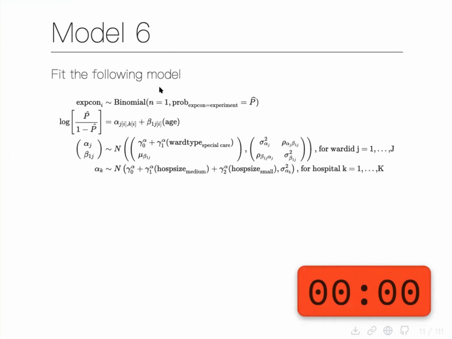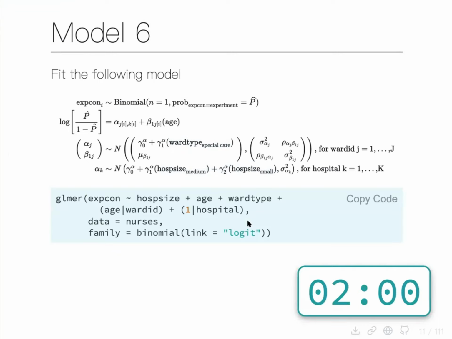Okay, so in this case, we're just extending the previous model, right? So we have age here still, so that's the same, but now we have ward type entered here and hospital size entered there. So this is just the same as before, but now we're just adding hospital size and ward type here. Okay, and then we have age varying by ward ID and then one hospital. The rest should be the same, basically.